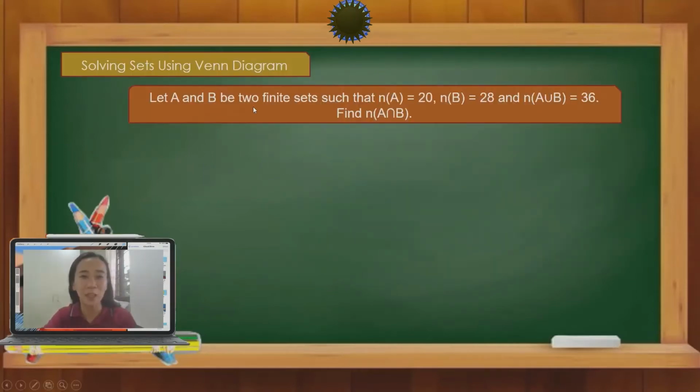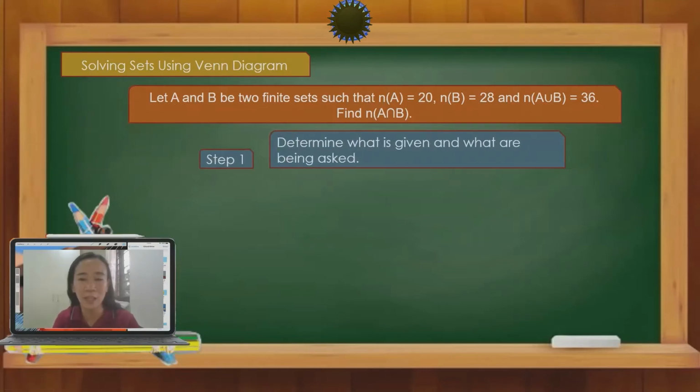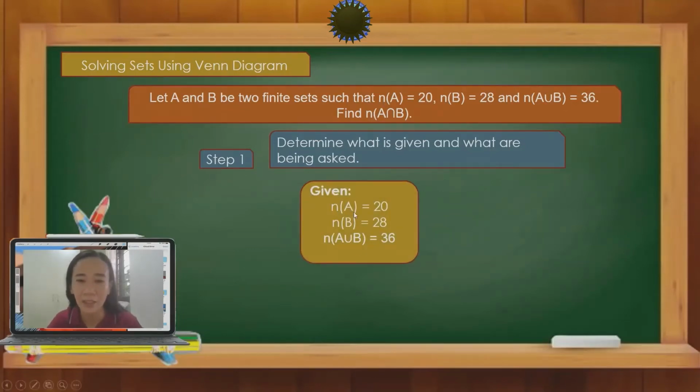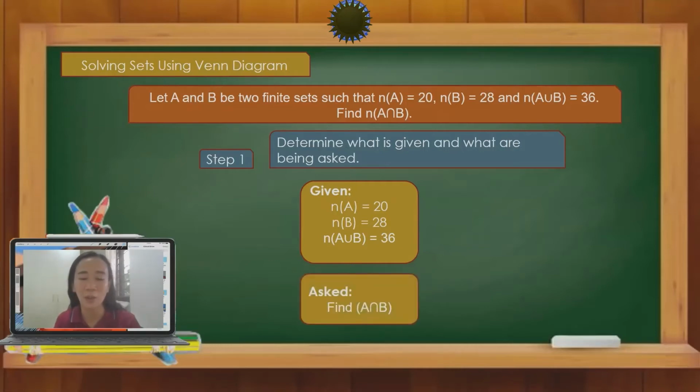Let A and B be two finite sets such that the cardinality of A is equal to 20. The cardinality of set B is equal to 28 and the cardinality of the union of A and B is equal to 36. What is the cardinality of the intersection of A and B? So first step, determine what is given and what are being asked. The given are the cardinality of A, which is 20, the cardinality of B, which is 28, and the cardinality of the union of sets A and B, which is 36. What is asked? We're going to find the intersection of sets A and B.